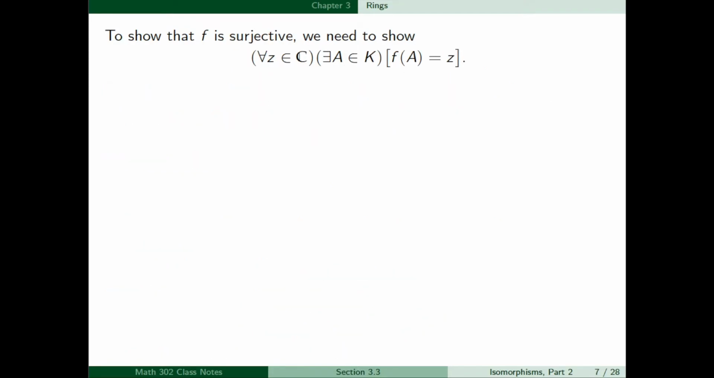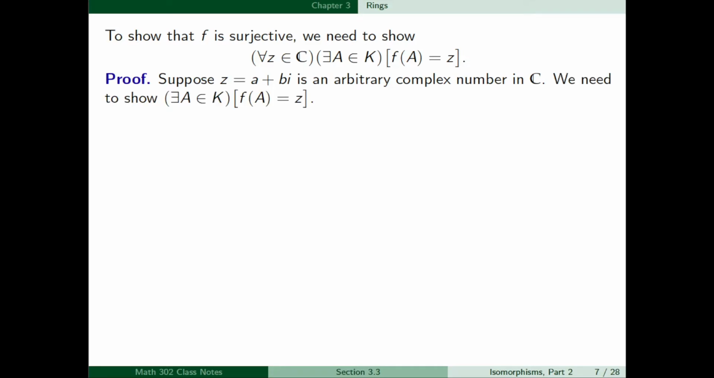To show that f is surjective, we need to show for all complex numbers z, there exists the matrix A in K such that f of A is equal to z. So we'll suppose that z equals a plus bi is an arbitrary complex number in C. We then need to show there exists the matrix A in K such that f of A equals z.